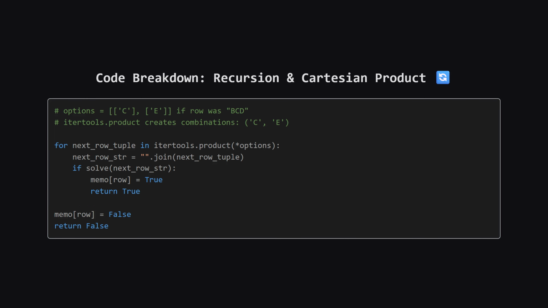This is the clever part. Our options list contains a list of possibilities for each position in the new row. For example, the first spot might allow A or B, and the second spot might allow only C. We need to try all combinations of these to form complete candidate rows. We use itertools.product to generate every valid combination for the next row. For each combination, we stick the characters together to make a string, and then recursively call solve on this new row. If any of these recursive calls returns true, it means we found a path to the top.